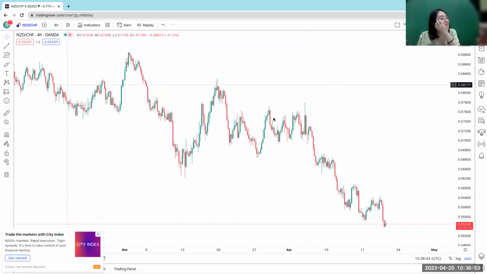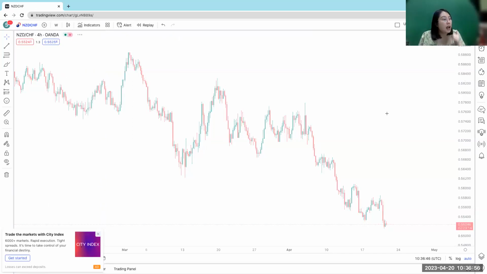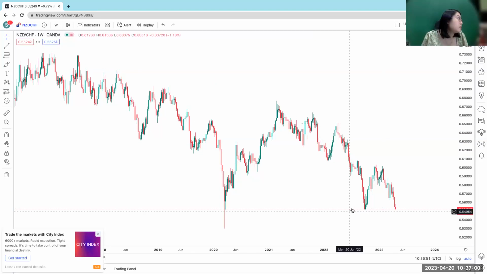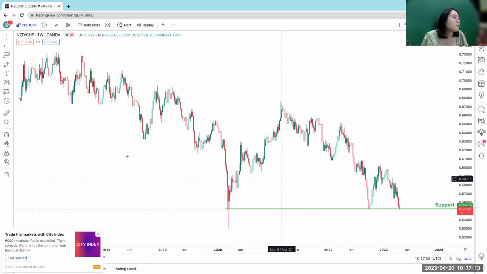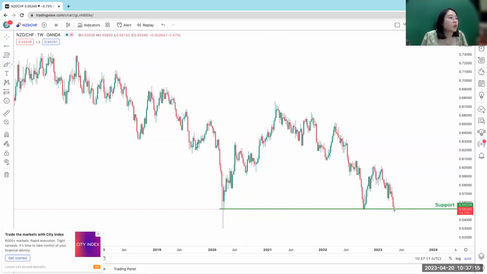Okay, I'm gonna start on the weekly time frame. Why? Because I do see price at a support area. There is a possibility price might continue to go down, because the wick didn't end here.